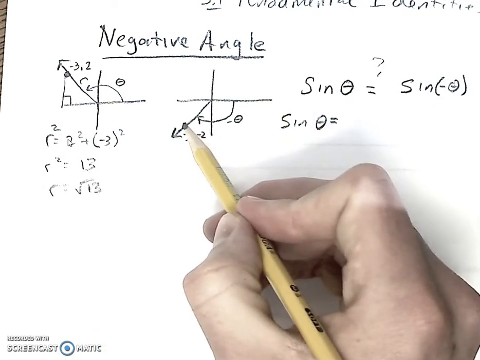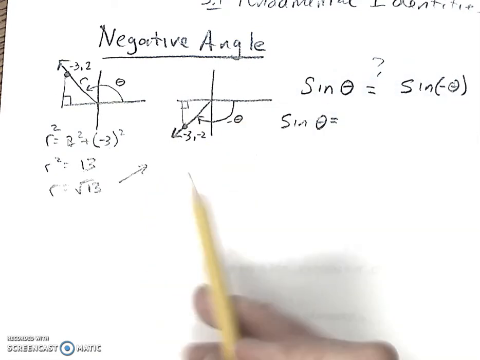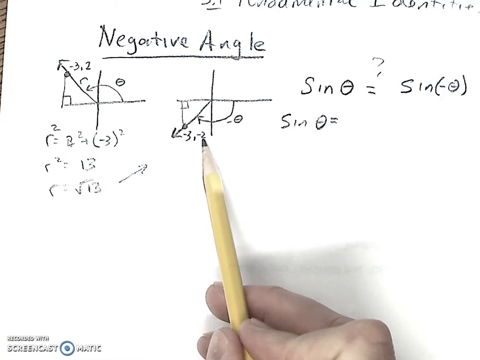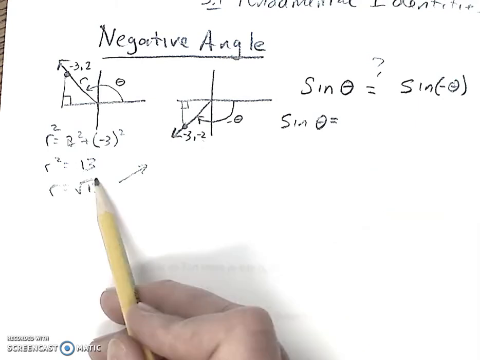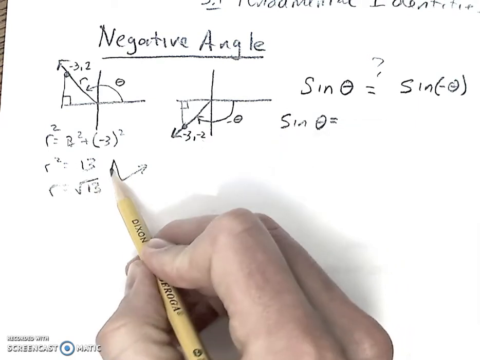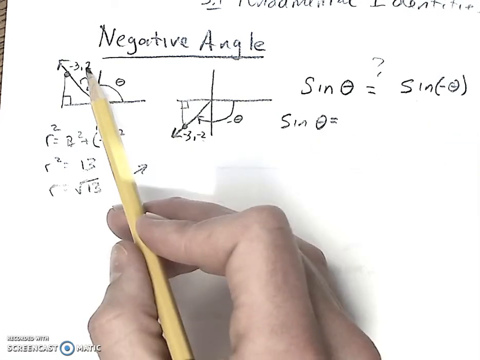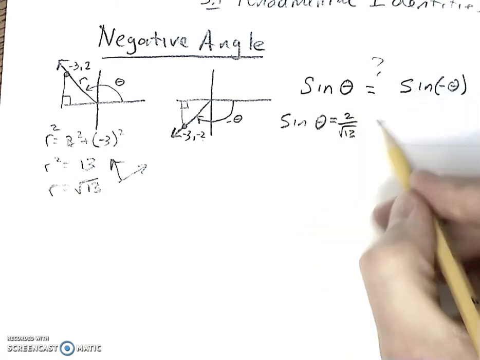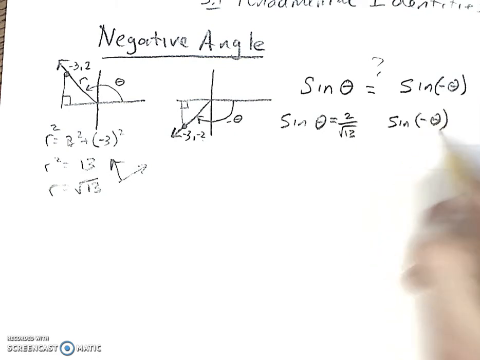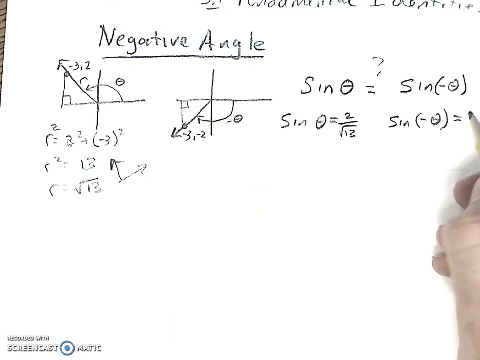In this case, we drop our height down here. You're going to get the same R in both, right? Because you still have -2 squared plus -3 squared, still 4 plus 9, which is 13. And then you'd square root. So R is the same in both of these. So sine of theta is going to be 2 over the square root of 13. And sine of the angle negative theta is going to be, well, -2 over the square root of 13. So you can see they just differ by a negative.